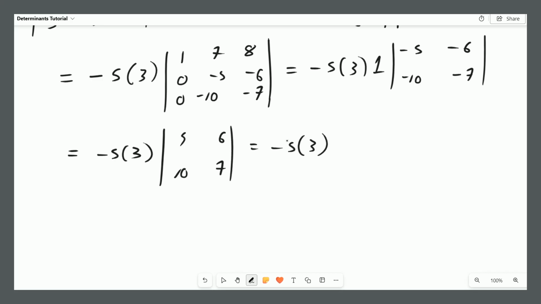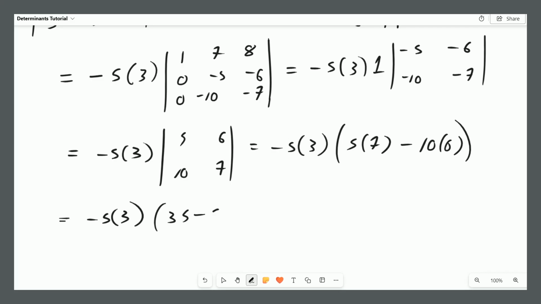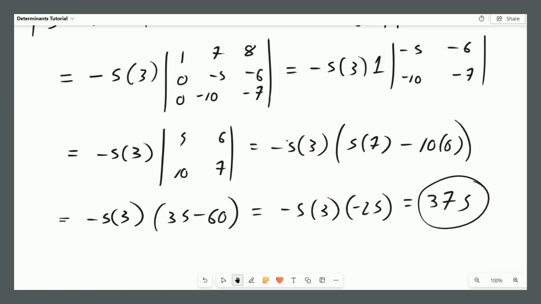So we have -5 times 3, and then we have 5 times 7 minus 10 times 6. So we have 35 minus 60 in the brackets. So 35 minus 60 gives us -25. Okay? So then that's going to be positive, right? Because we got two negatives. So we have 5 times 3 times 25. And that gives us 375 as our answer. Now let's move on to the next.